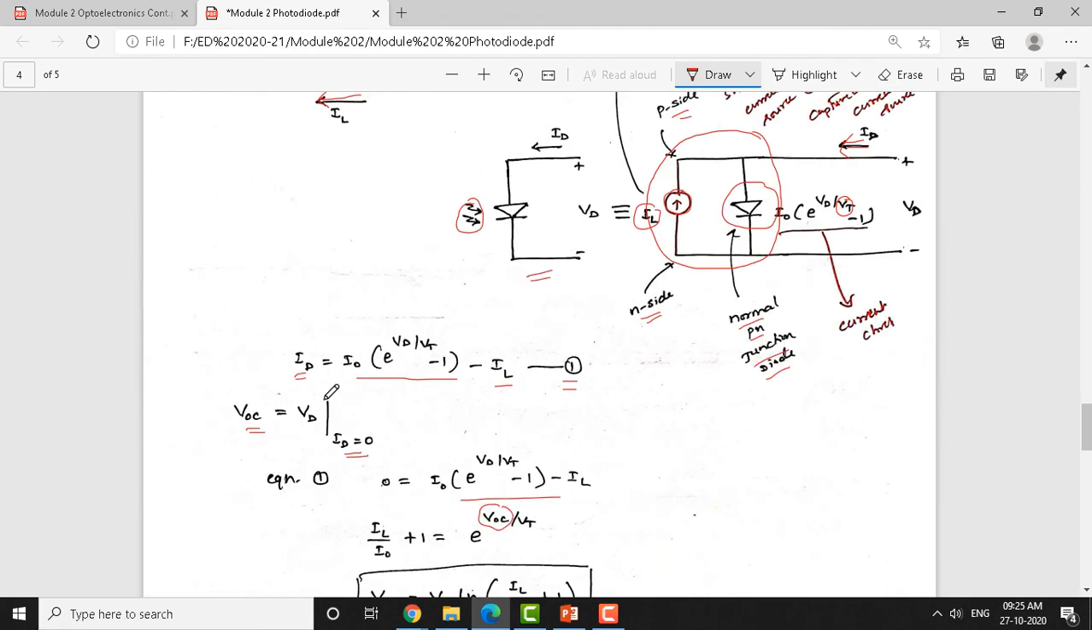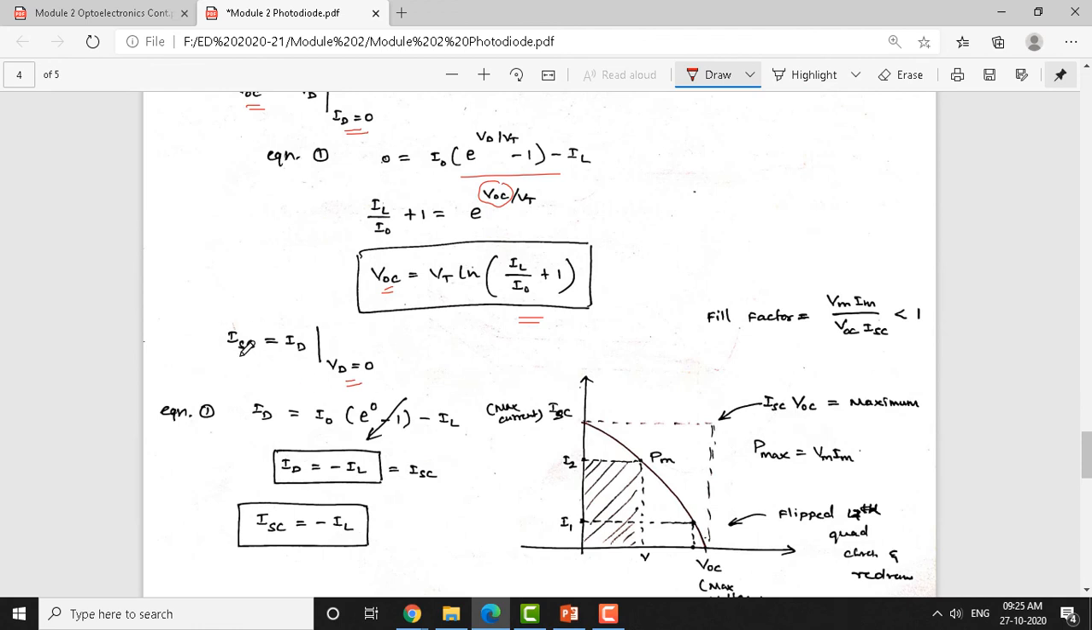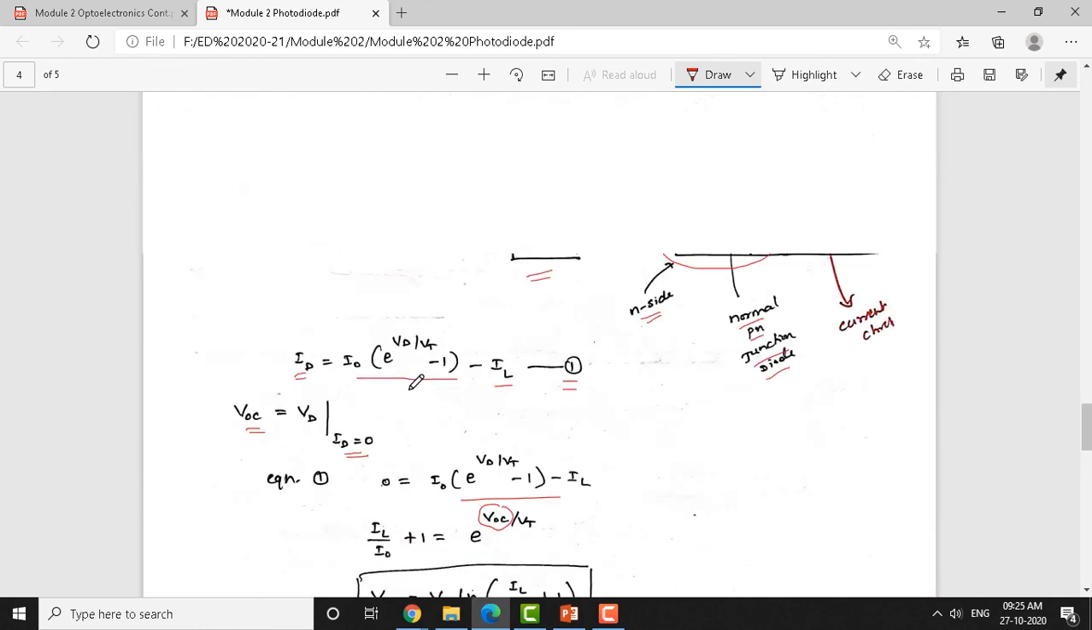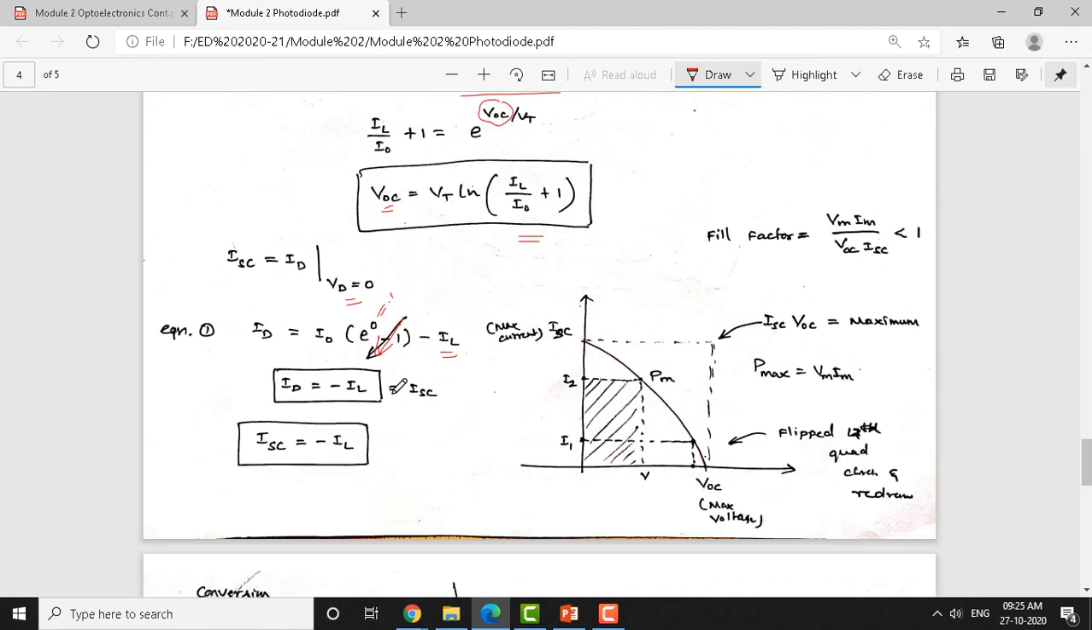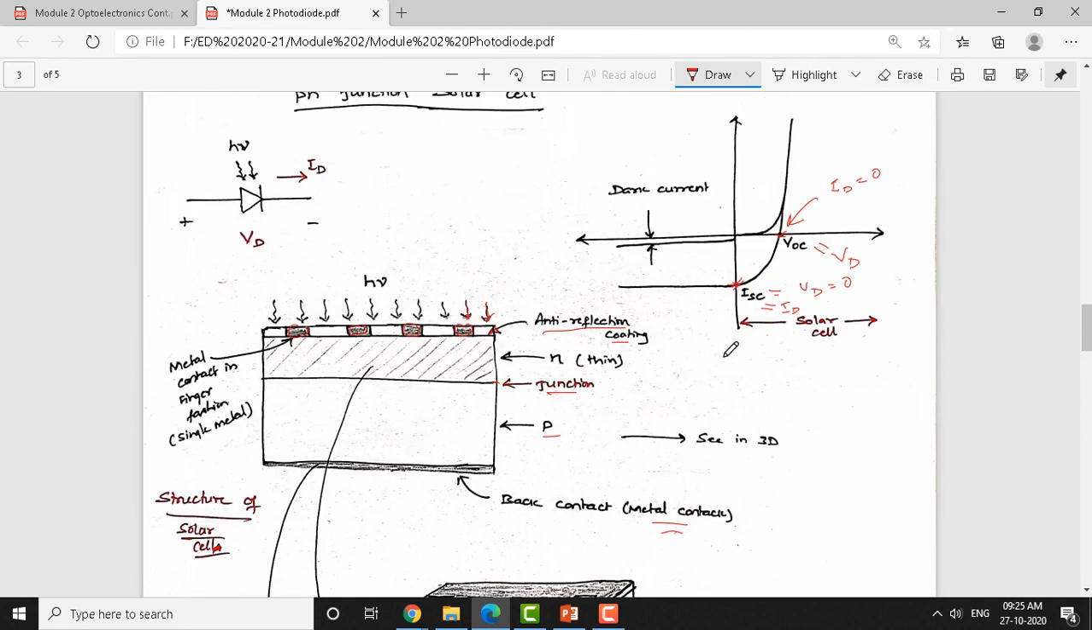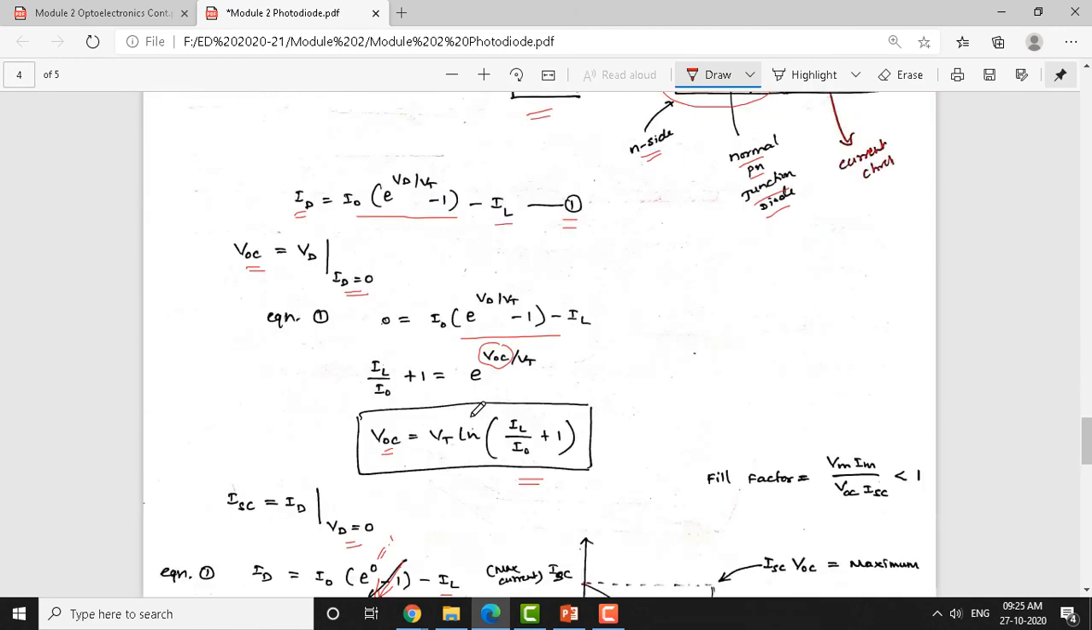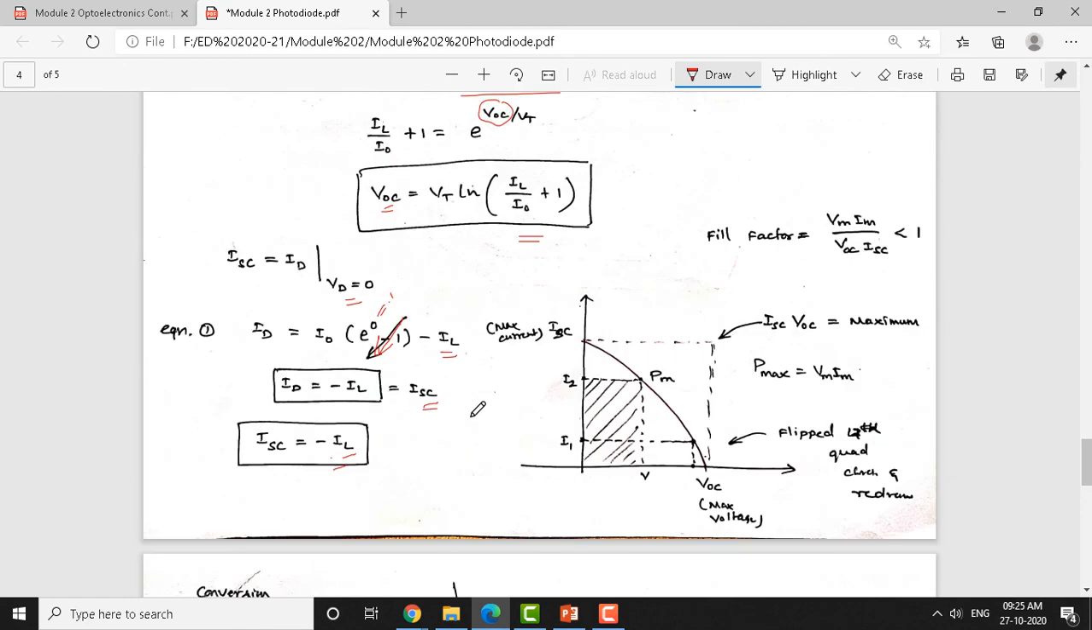In the same equation, equation 1, if you substitute the current as ISC and make Vd as 0, you can see that e to the power of 0 becomes 1, 1 minus 1 cancels out, and you are left with minus IL. So, the current will be equal to minus IL, which is called the short circuit current. So, the short circuit current is equal to minus IL here. We came to know that these two quantities, VOC and ISC, define the region of operation of the solar cell. They are the maximum voltage and current with which you can extract maximum energy from the solar cell.